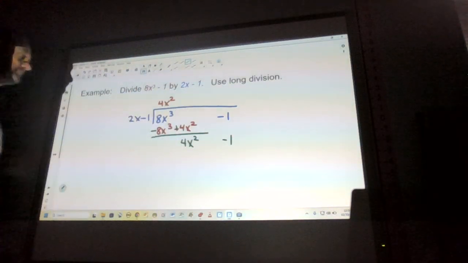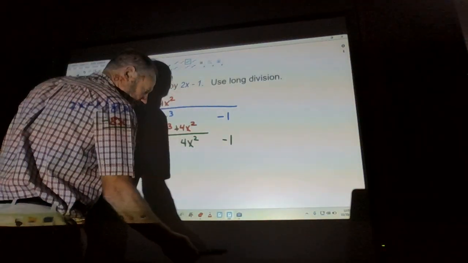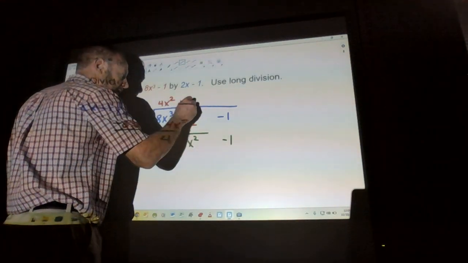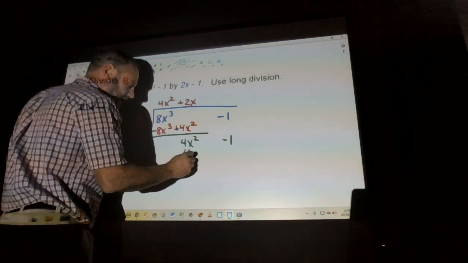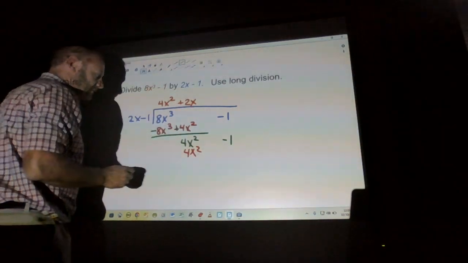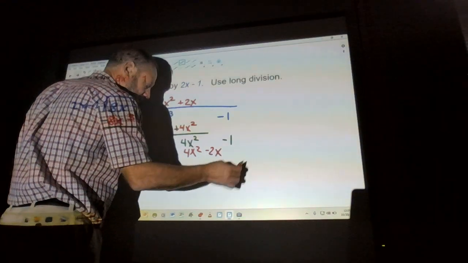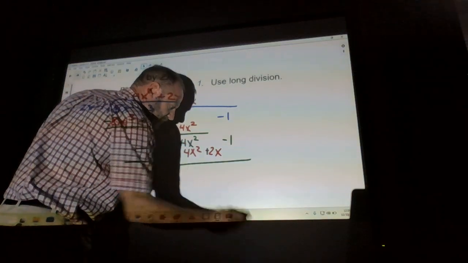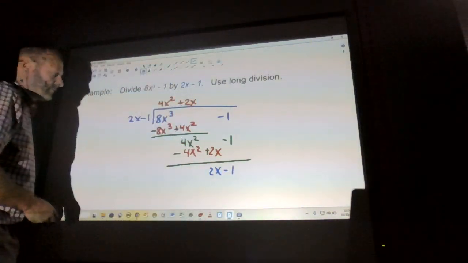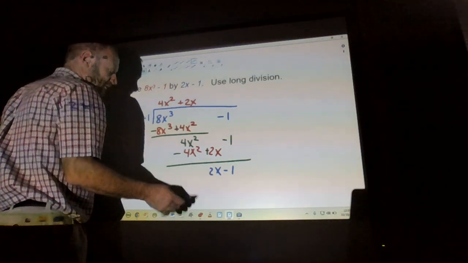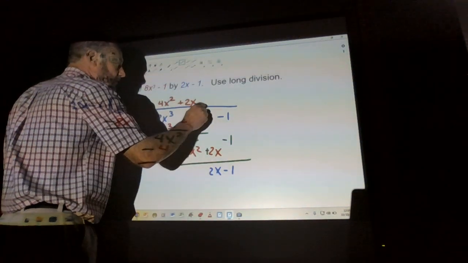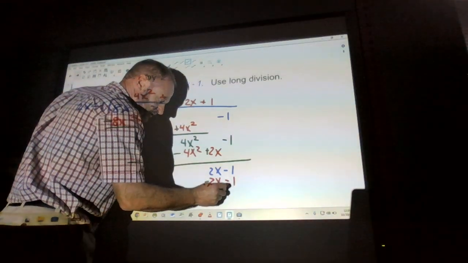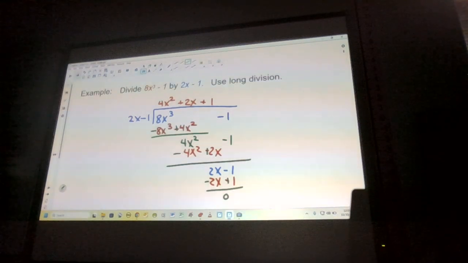Bring down the rest of the equation. Now, what do I have to multiply 2x by to get 4x squared? How about plus 2x? 2x times 2x is 4x squared. 2x times negative 1 is negative 2x. Draw my line, subtract, and I'm going to get 2x minus 1. Then I can see 2x minus 1 is going to go into 2x minus 1 one time, plus 1. So this one divides evenly also. No remainder.